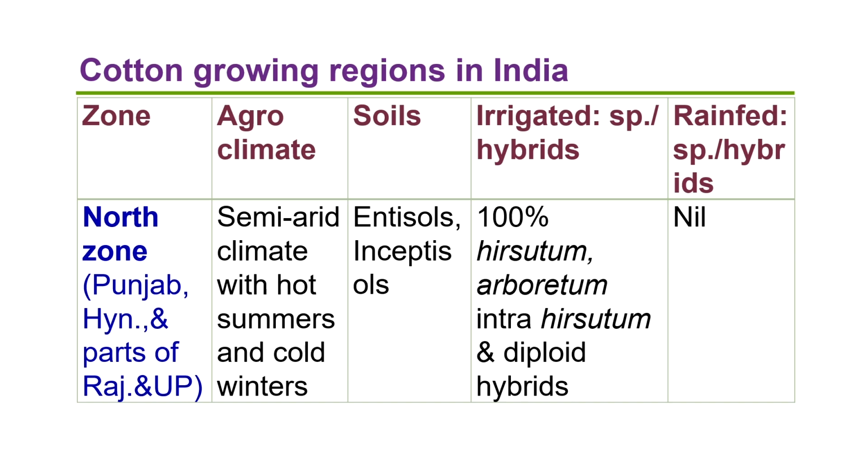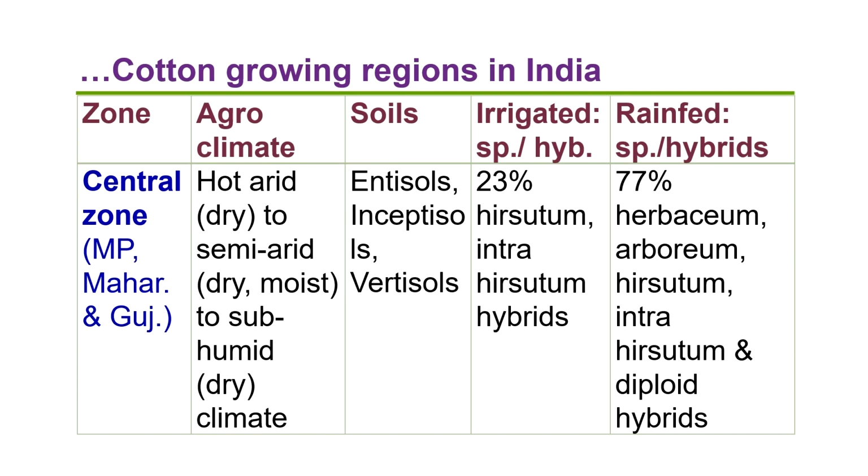Now you can see cotton growing regions in India. So first see the north zone. It includes Punjab, Haryana, parts of Rajasthan and Uttar Pradesh, and agroclimatic conditions in the zone are semi-arid climate with hot summers and cold winters in northern states. Most of the region has soils like entisols, inceptisols. These are the soils, and it is irrigated, 100% hirsutum, arboreum, intra-hirsutum and diploid hybrids. So most of these are the species of the cotton, and it is mostly irrigated in these zones.